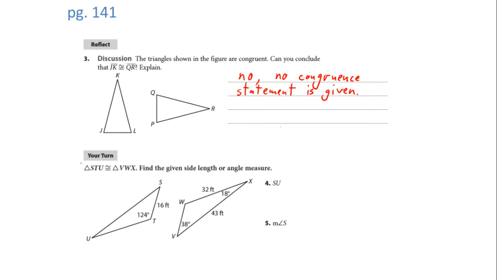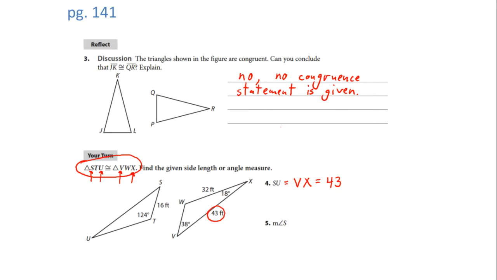So once again, looking at the congruence statement, if we want to find SU, well, here's S and here's U. Notice those are the outside letters. So that's equal to the other outside letters, V and X. So SU is equal to VX. And then looking at my picture, oh, VX, that's 43, so I guess that means that SU is also going to be 43 feet.